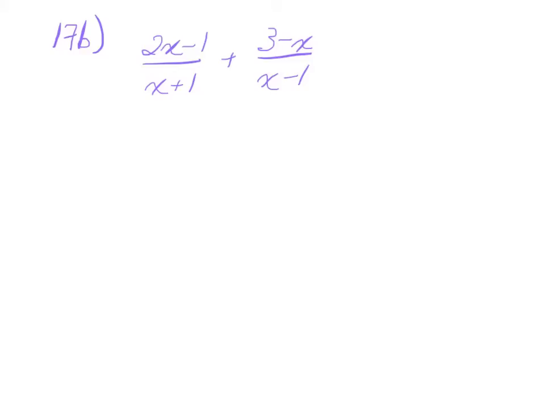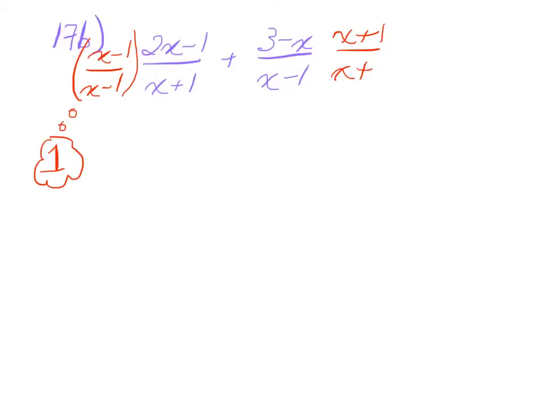So we're going to multiply both of these by a fancy form of 1. What's missing from the first fraction is x minus 1 from the denominator. So by multiplying by x minus 1 over x minus 1, I'm really multiplying by 1. And then over here on the right, I'm going to multiply by x plus 1 over x plus 1, which is also a fancy form of 1.